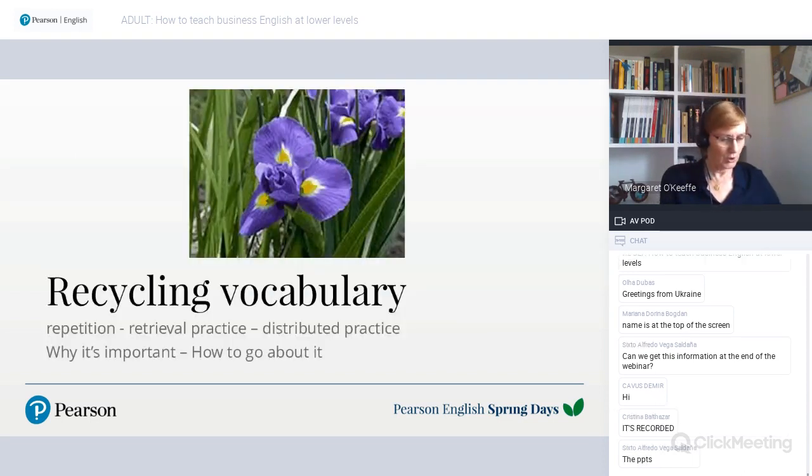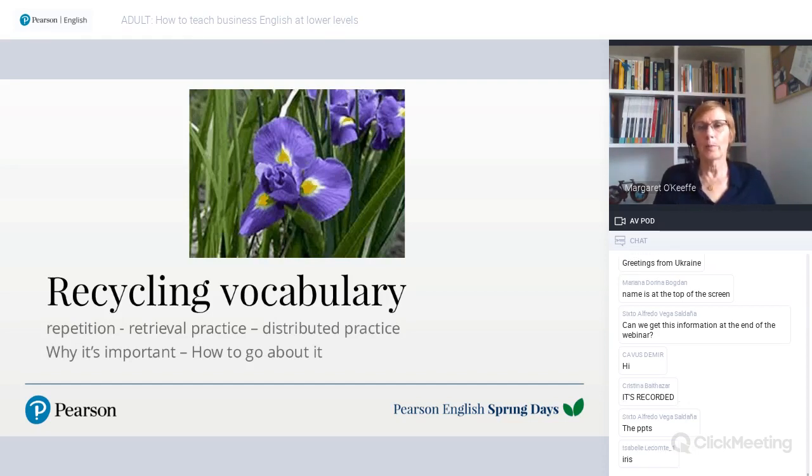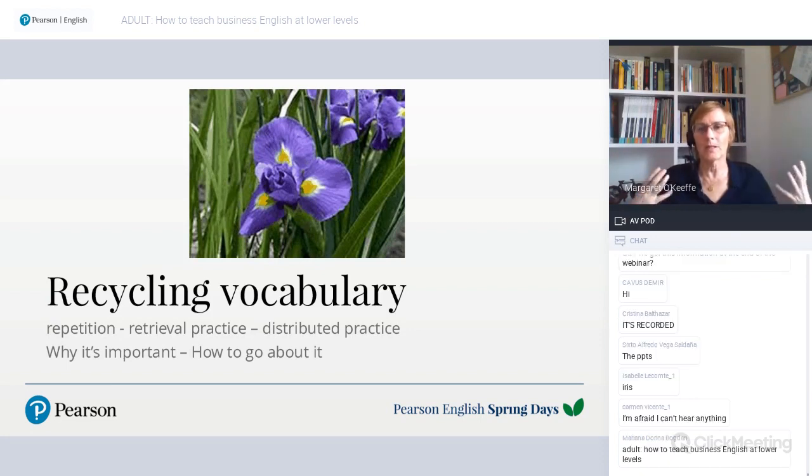The next thing I want to move on to is to do with recycling vocabulary. Now, this is really, really important at any level, and particularly at the lower levels, because there's going to be a lot of cognitive load here with students being presented new language all the time. So they need help to go back to revise and to help them to memorize this vocabulary.